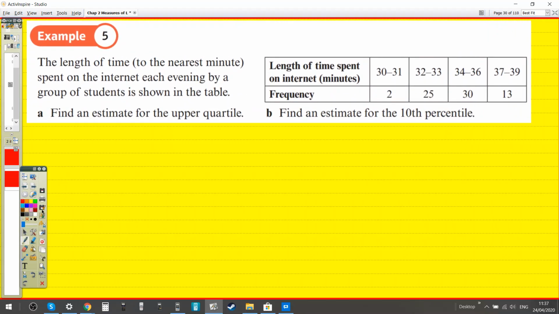Any idea how to go about that? The upper quartile. Would I have to get the upper and lower bounds of the sets first? Yeah. So the first one would be 29.5 to 31.5. Okay, so I'll put in all those.